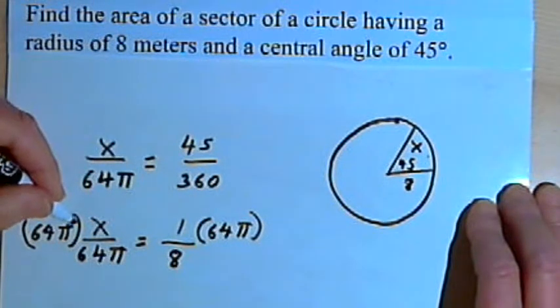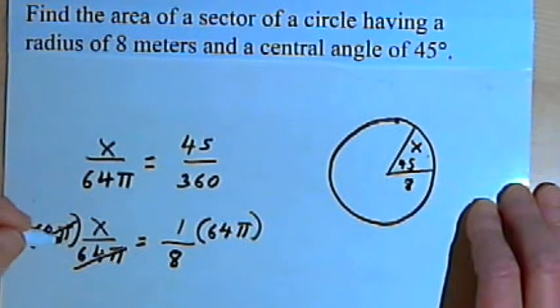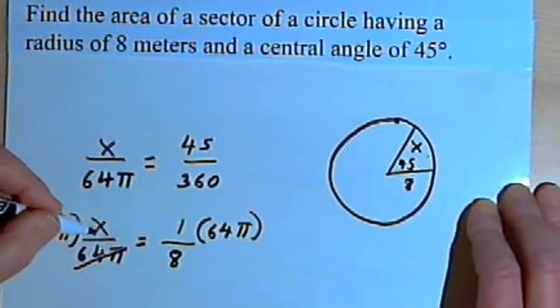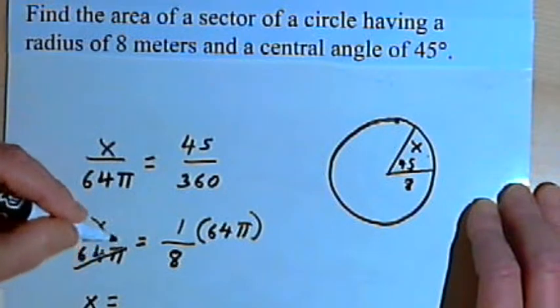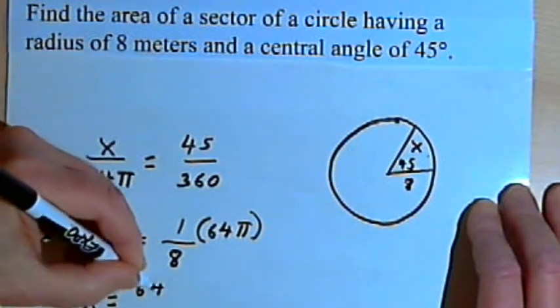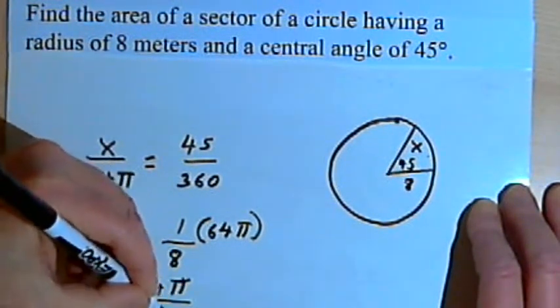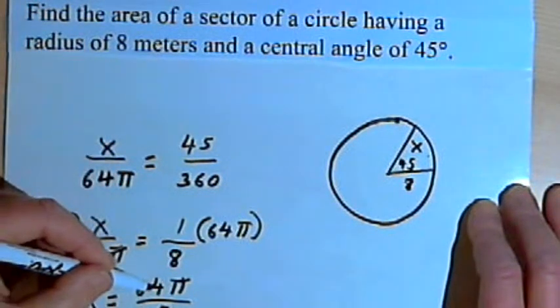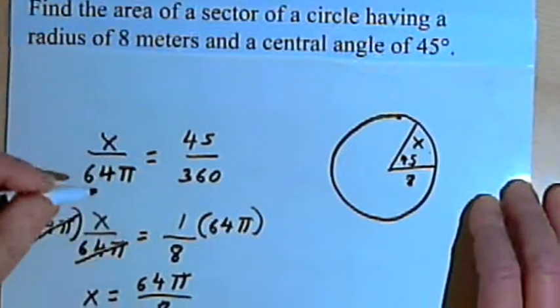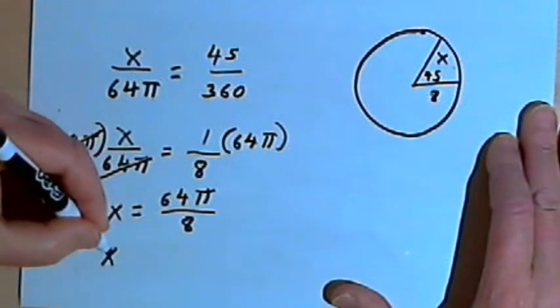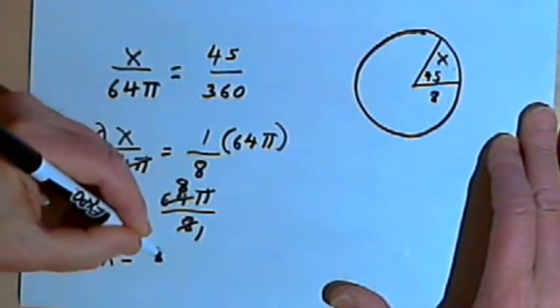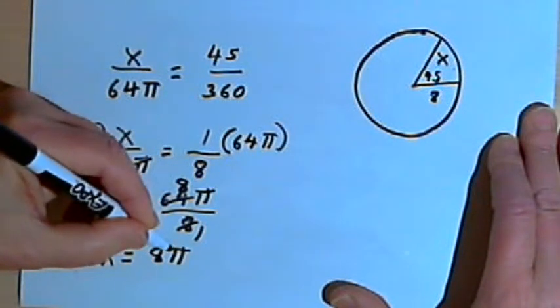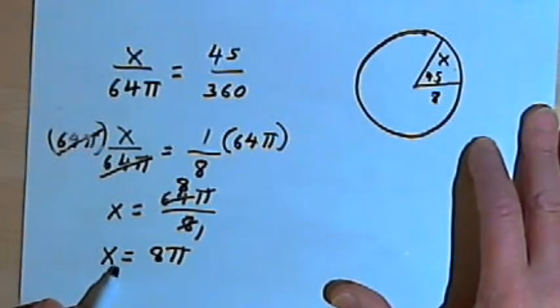Doing that will take the left side of the equation and leave me only with an x. The 64 pi will cancel out. And that's going to equal 64 pi over 8. I can simplify the 64 and the 8. I can divide them both by 8. So I'm going to have x equals, let's see, 8 pi. Okay, so the area of this sector is going to be 8 pi.